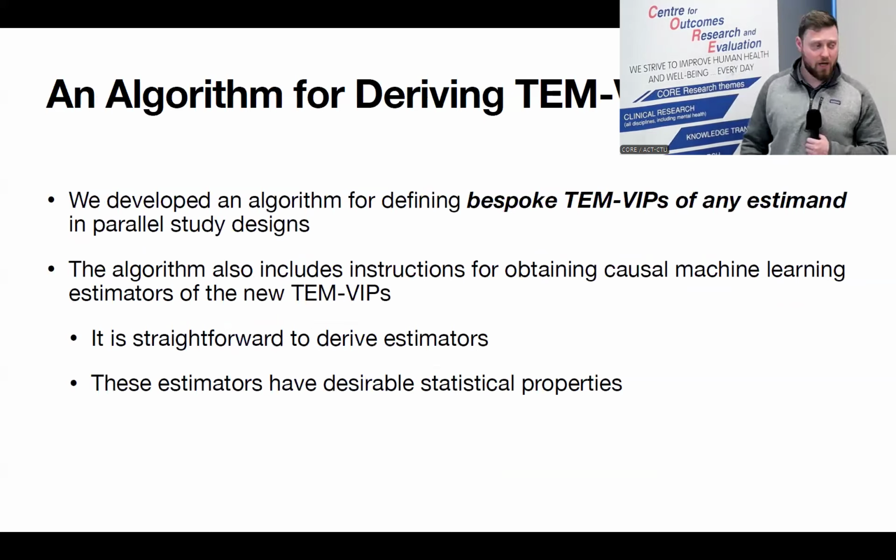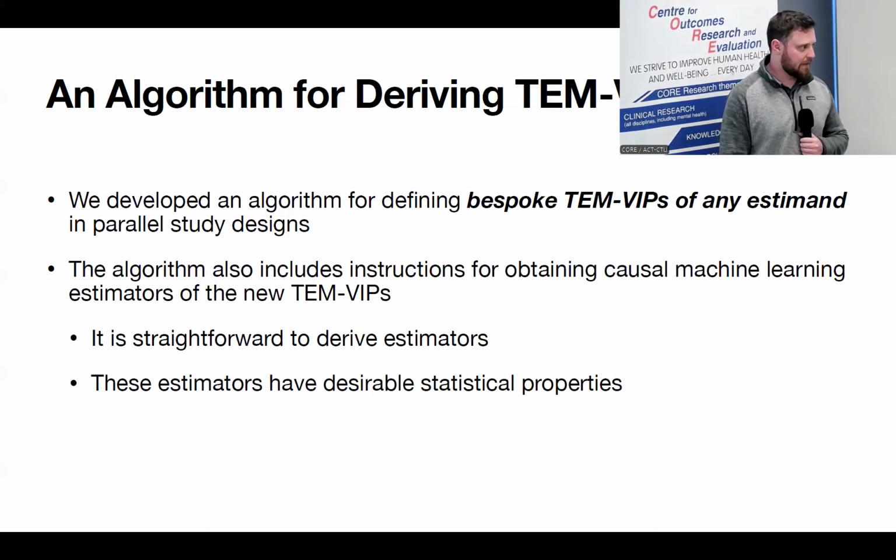What we came up with is a plug-and-play algorithm that allows you to create these TEM-VIPs for bespoke estimates in parallel study designs. What's really nice about this algorithm is that it also provides instructions for obtaining causal machine learning estimators of these new TEM-VIPs in a very straightforward way, and these estimators have desirable properties like the ones I showed you with the ATE. Meaning in a clinical trial, when you apply them, you could really relax assumptions you make about whether the outcome's relationship to pretreatment covariates is truly sparse or linear.